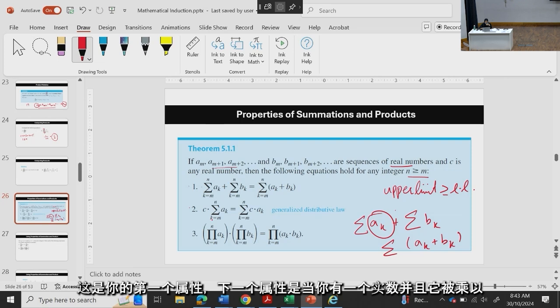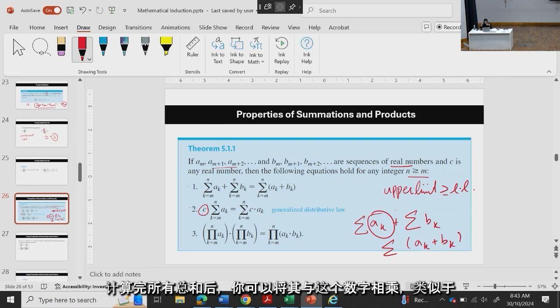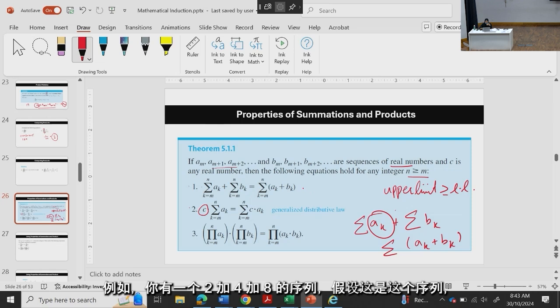Next one is for when you have a real number multiplied with some summation. You can simply bring that real number within the summation and multiply. After calculating all the summations, you can multiply it with this number. It's similar to this. For example, you have a sequence of 2 plus 4 plus 8 plus, let's say this is the sequence.